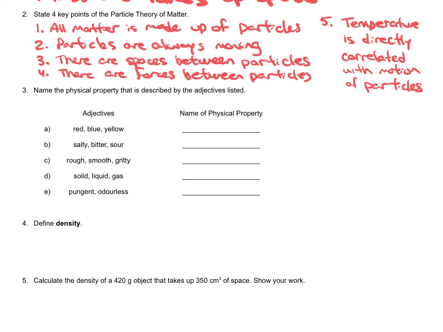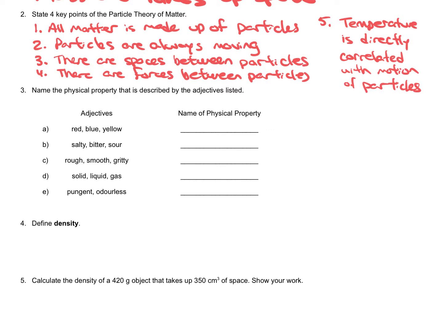Okay, question 3. Name the physical property that is described by the adjectives listed. So red, blue, and yellow, those are describing colors, which is a physical property. Usually if you're asked to state the physical property of something, one thing you can always go to is color. Salty, bitter, and sour, those would be tastes.